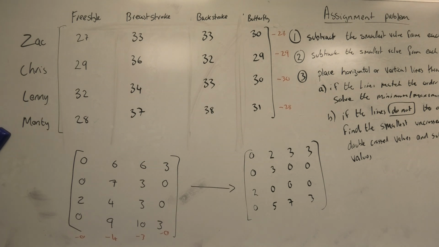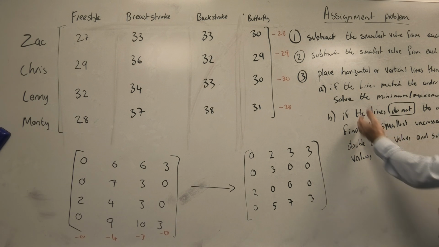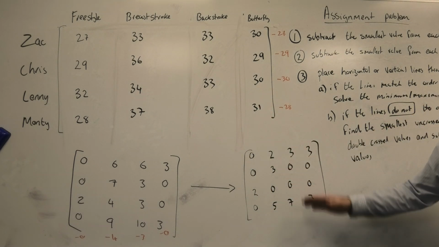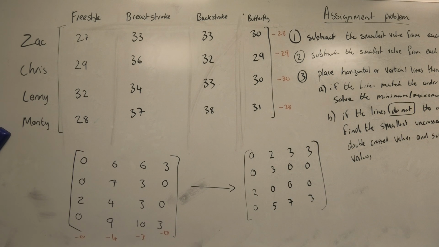So with this next one, we've got two options. This is our first opportunity to get to a point where we can solve. We start placing only horizontal or vertical lines, and we're going to see if we can cover all those zeros with lines. If the lines match the order, so if I can get 4 lines through here, the minimum number of lines, then I've got a position where I can solve this.